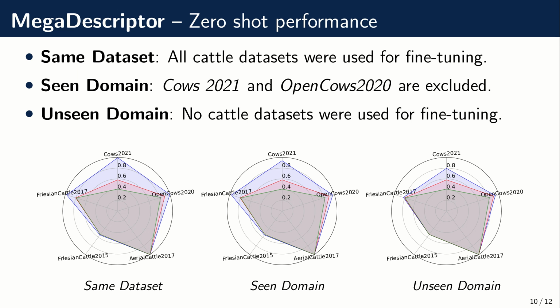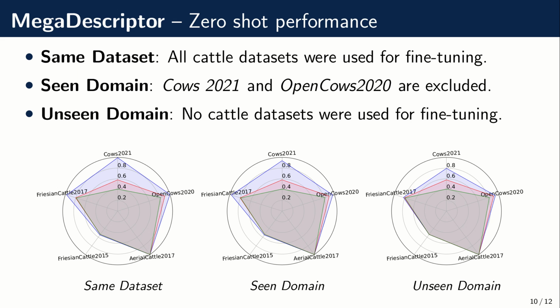How about the performance on domains that were not used in training? For such an evaluation, we designed an experiment with 5 cattle datasets. We trained 3 models. The first model was fine-tuned using the training sets for all the datasets. The second one did not use Cows2021 and OpenCows2020 for training. And the last one did not use any of the cattle data.